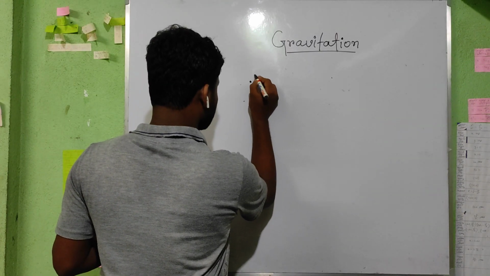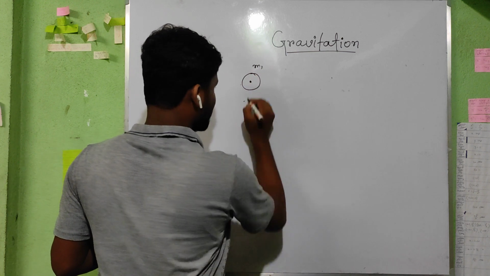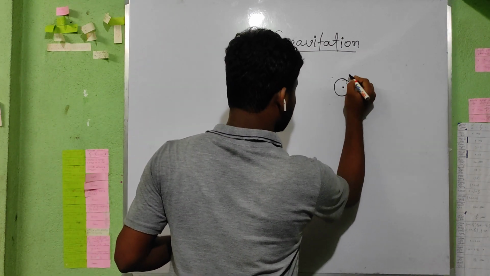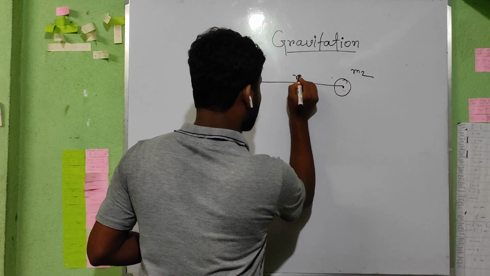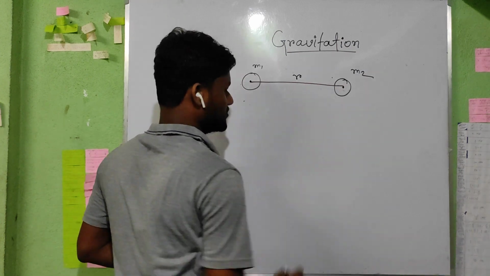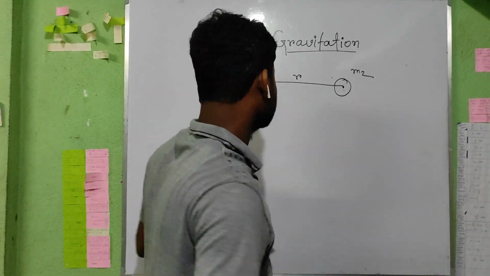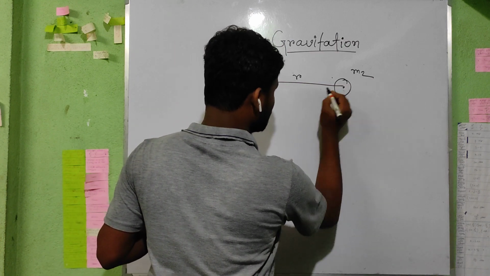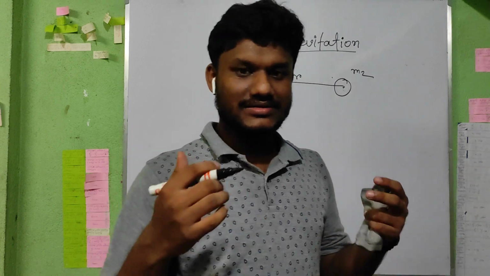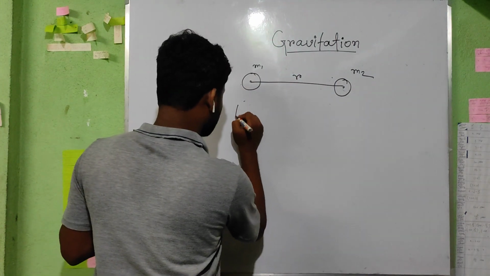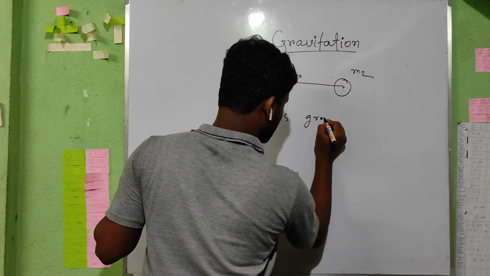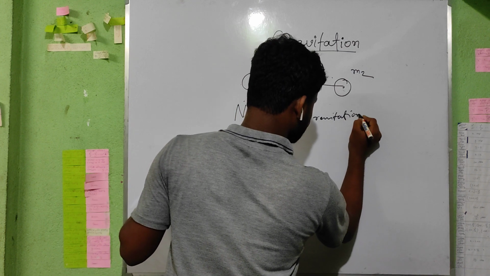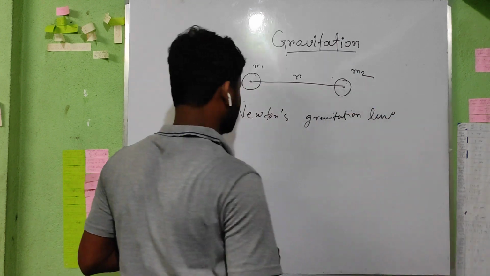suppose there is a point mass m1 and there is another point mass m2 and they are separated by a distance r. This is the distance. Then he told that m1 and m2 will attract each other by a force, and this law was named after him, which is Newton's gravitational law, or Newton's law of gravitation.